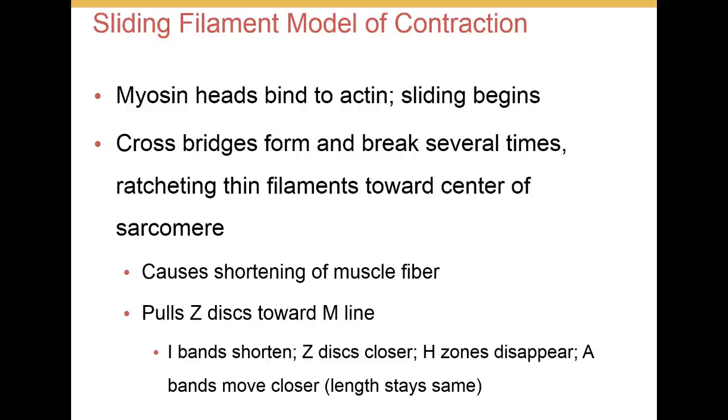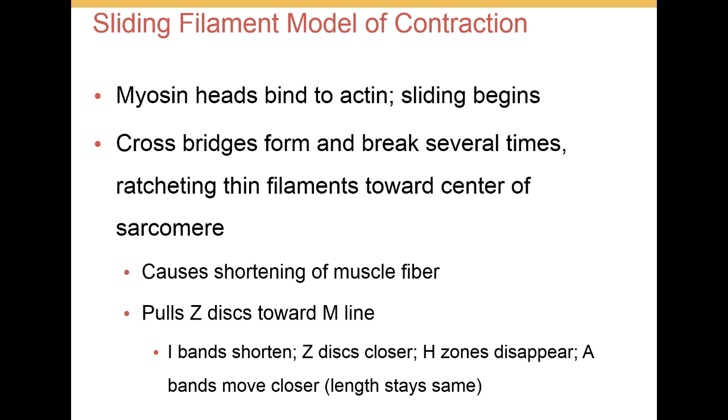Then the myosin heads will bind to the actin. Sliding begins, those cross bridges form, so they form and break and form and break, and it makes this little ratcheting action that will inch or push slowly the thin filament towards the center of the sarcomere. When that happens, the entire muscle fiber will shorten. The Z discs come closer together. They get closer to the M line.